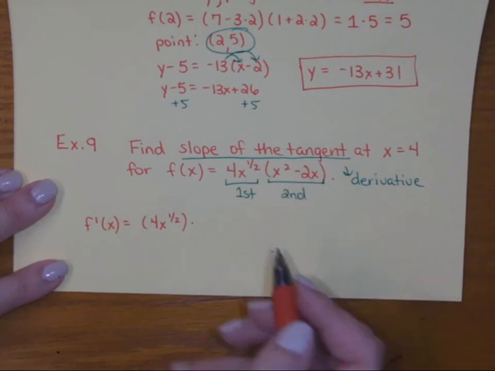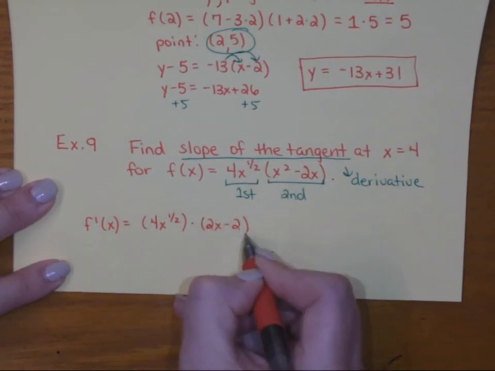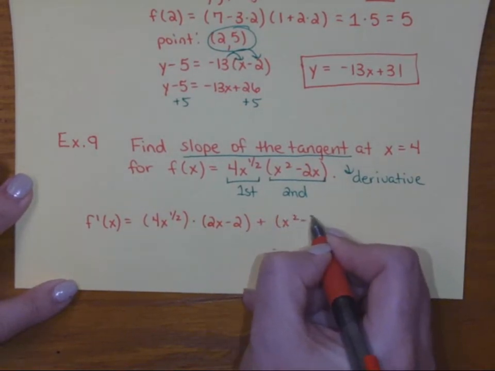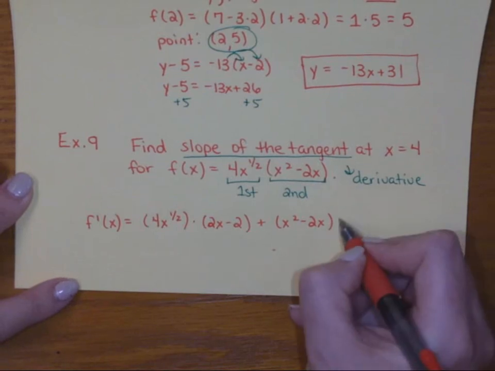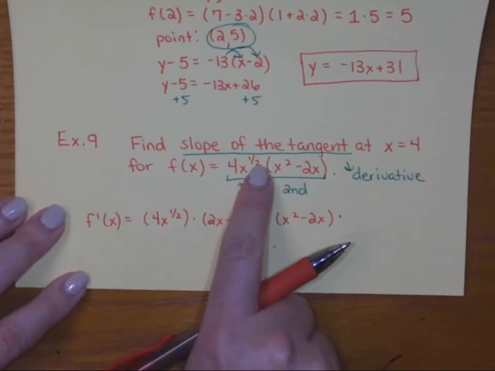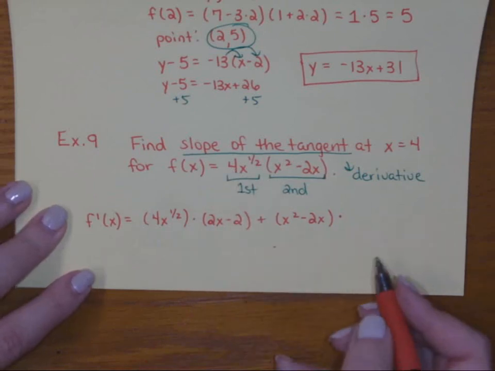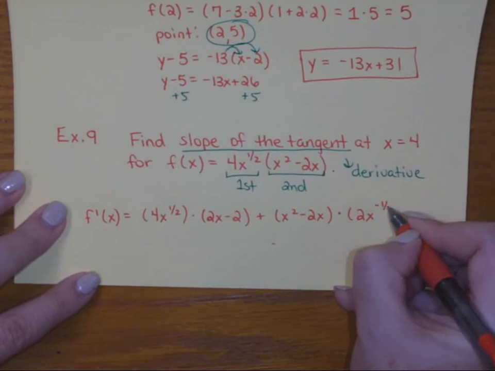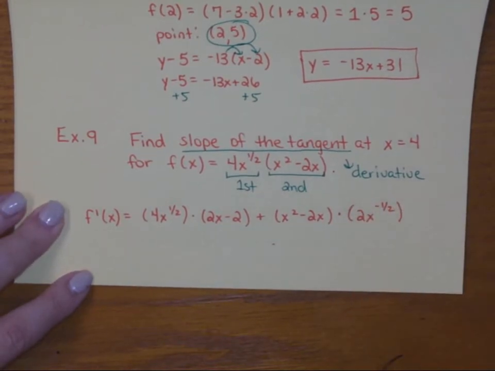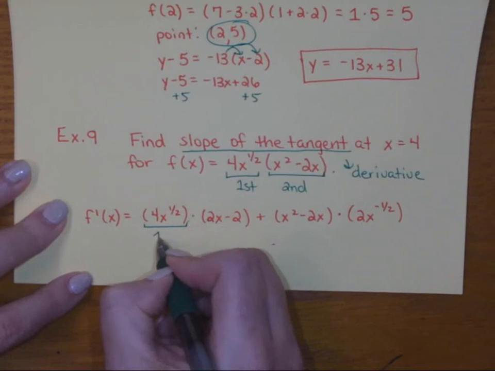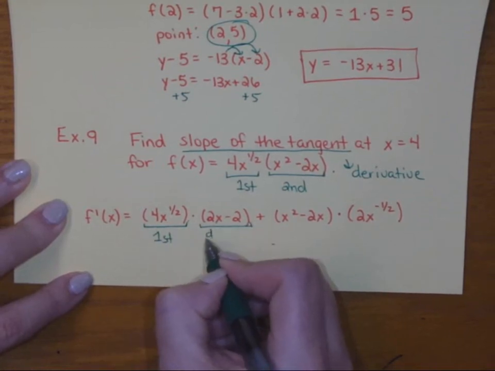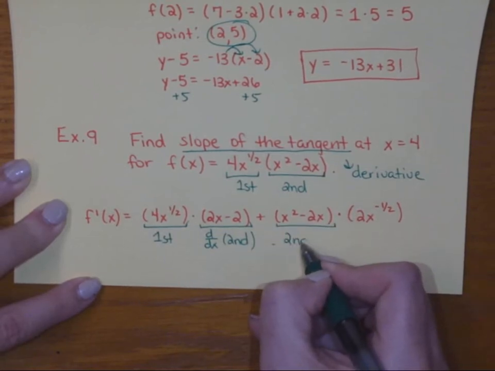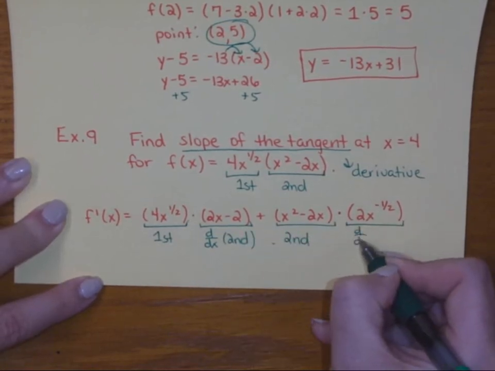So what's the derivative of this guy? It is 2x minus 2. Really important that you use parentheses there. Plus the second times the derivative of the first. So we're going to go slow on this one. If you move the power out to the front, you'll do 1/2 times 4, which is 2. And if you subtract 1 from the power, you're going to get negative 1/2. So this is first, this is derivative of the second, plus the second times the derivative of the first.